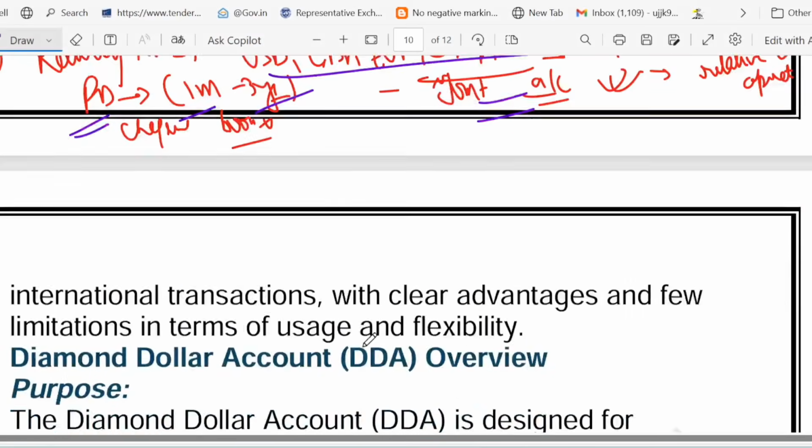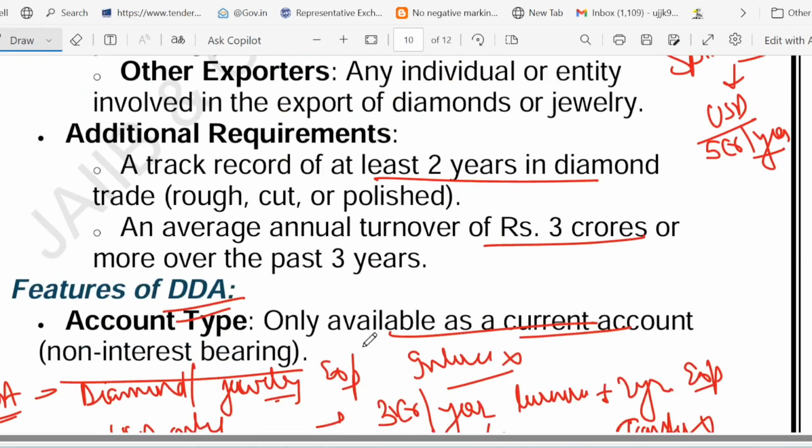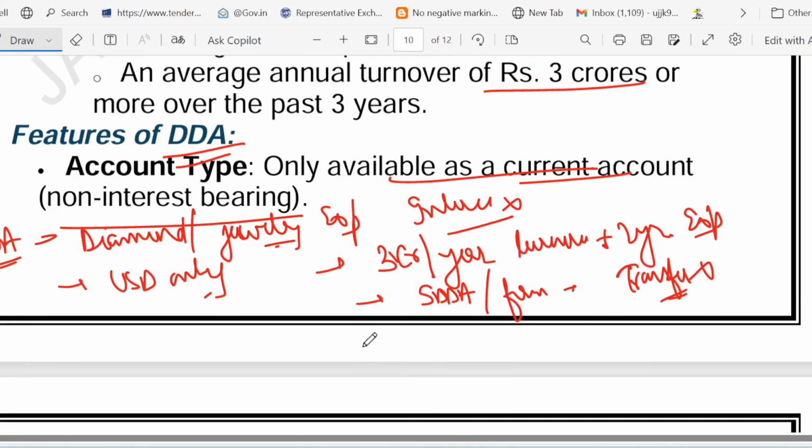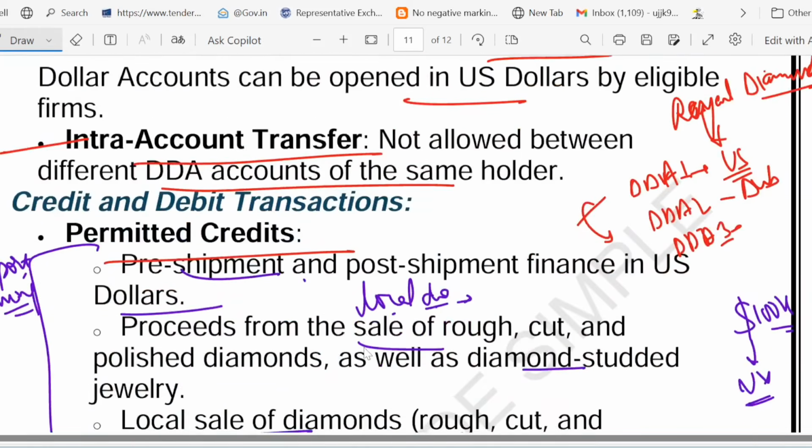Then in the next slide we discussed the DDA account. This is for diamond jewelry exporters. No interest is given. It is dollar earning only, the currency is dollar only, right? It should have 3 crore per year turnover plus 2 years of experience, and 5 DDAs per firm can be maintained, and transfer is not allowed.